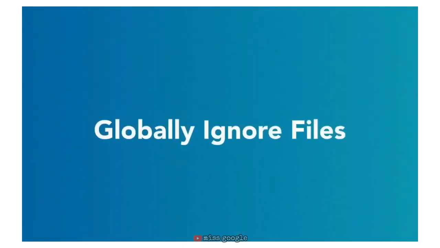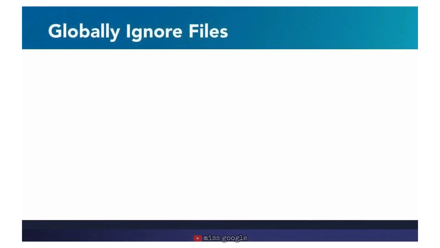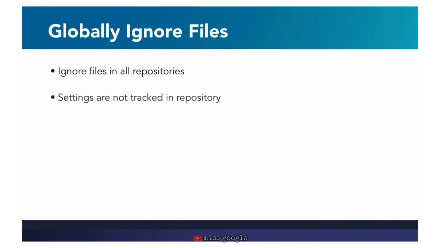We've been talking about ways to ignore files in Git. I want to talk about how you can globally ignore files. So far, we've been looking at how we can ignore files inside a project. But what if we want to ignore the files in all repositories? So if we have four or five different projects, we always want to ignore certain files in all of those projects. To do this, we need to set the ignore file globally, so that the settings are not tracked in a single repository. They become user-specific instead of repository-specific.